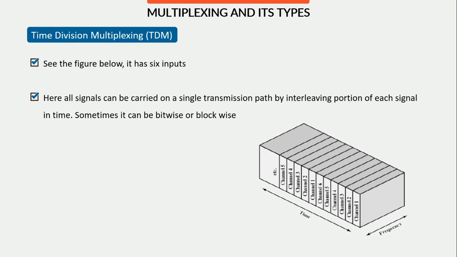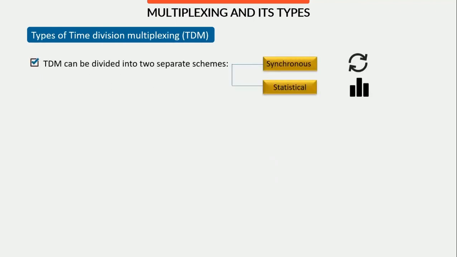Sometimes it can be bitwise or blockwise, as shown in this figure. We can see here channel 1 to channel 5, and we are dividing based on time, and frequencies are not being divided. So there are two types of time division multiplexing. One is synchronous, another is statistical.